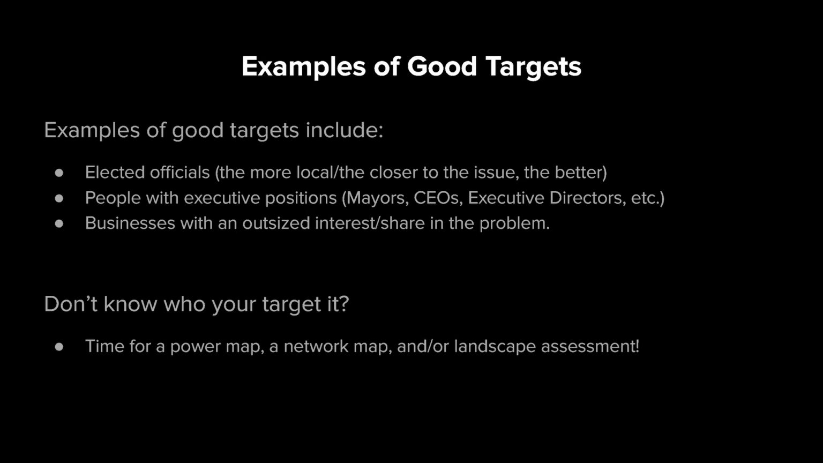If you don't know who your target is, return to your power map, your network map, and your landscape assessment. Those are all tools that help you understand who has the power in the situation, who can give you what you want, and that's the person your action needs to be aimed at.